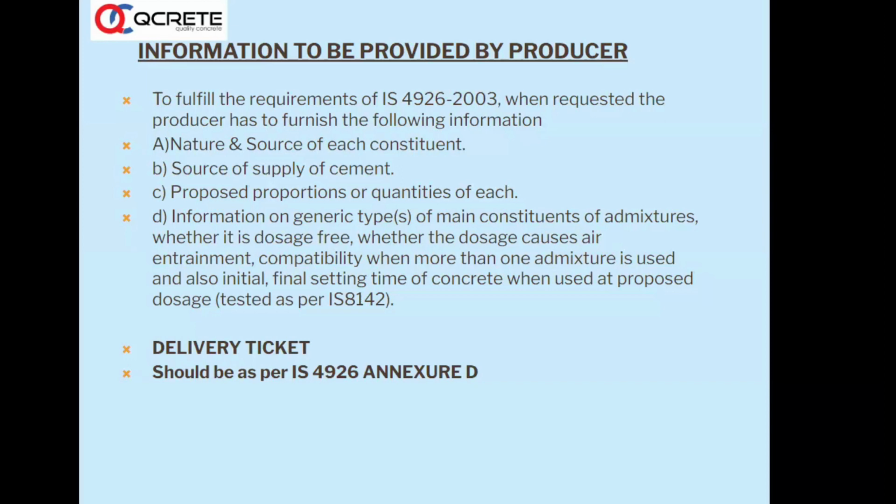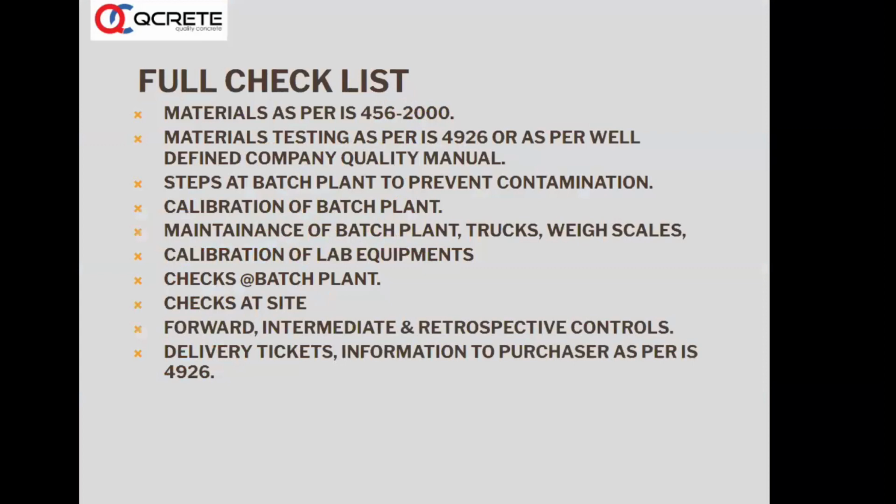So these things have to be told. These things have to be clearly specified, and that has to be executed. And as a receiver of concrete, the engineer on site, the project manager on site, and the quality control person on site have all the rights to check these things. Check these things before the concrete is accepted. So you should have a full checklist of what you have to check when the concrete comes to your site.